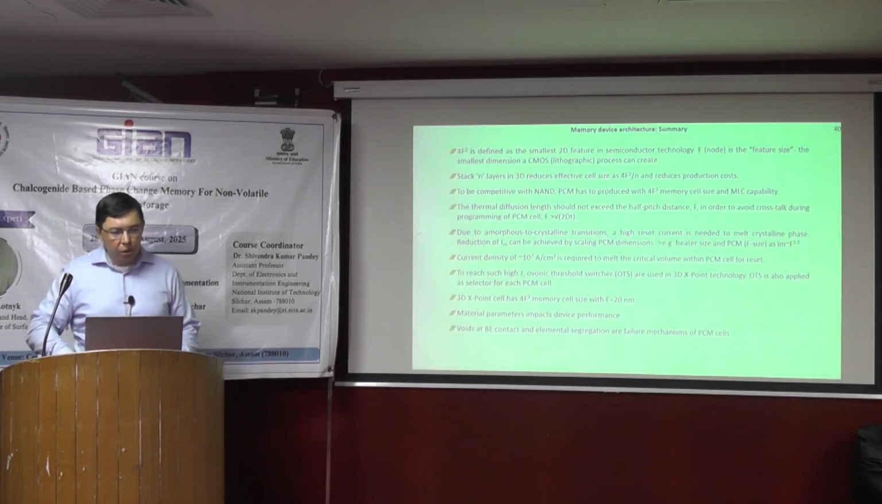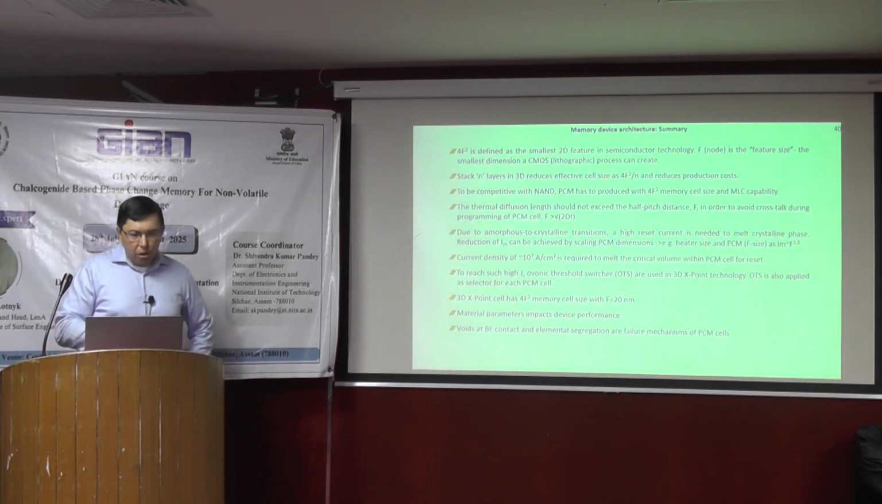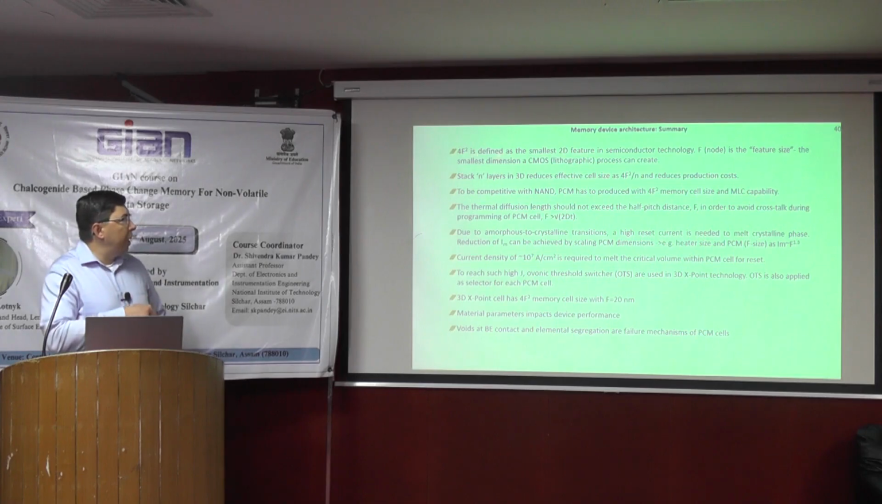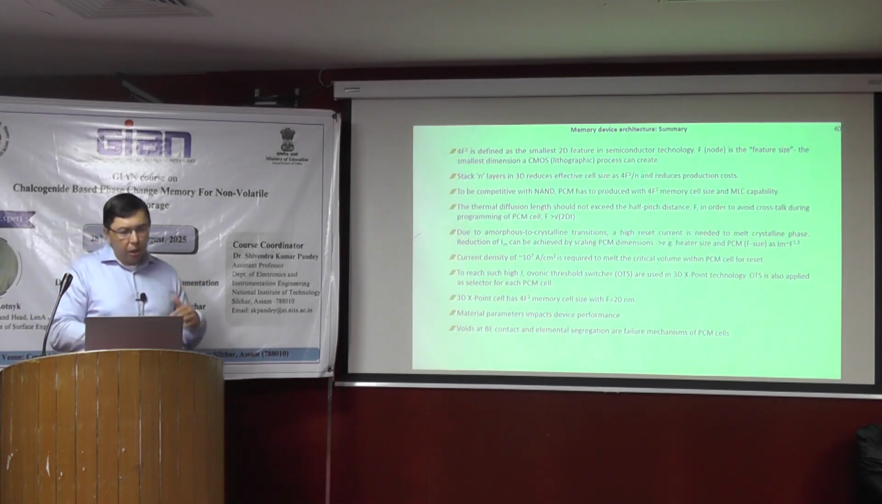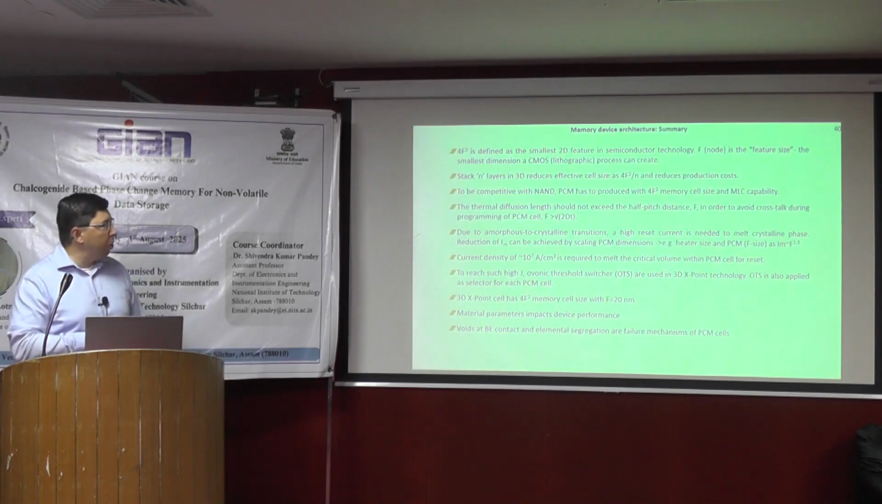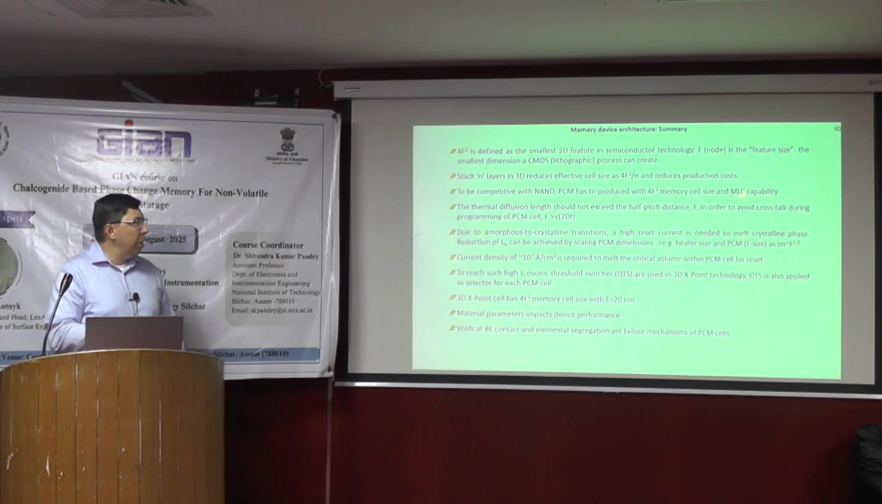So a summary of this technology of memory device architecture is given on this slide. F is defined as the smallest 2D feature in semiconductor technology. F is the node size, the smallest dimension a CMOS lithographic process can create. Stacking n layers in 3D reduces effective cell size and reduces production cost. So if you can stack more and more layers, you can reduce the production cost. To be competitive with NAND, PCM has to be produced with a 4F2 memory cell size and MLS compatibility.